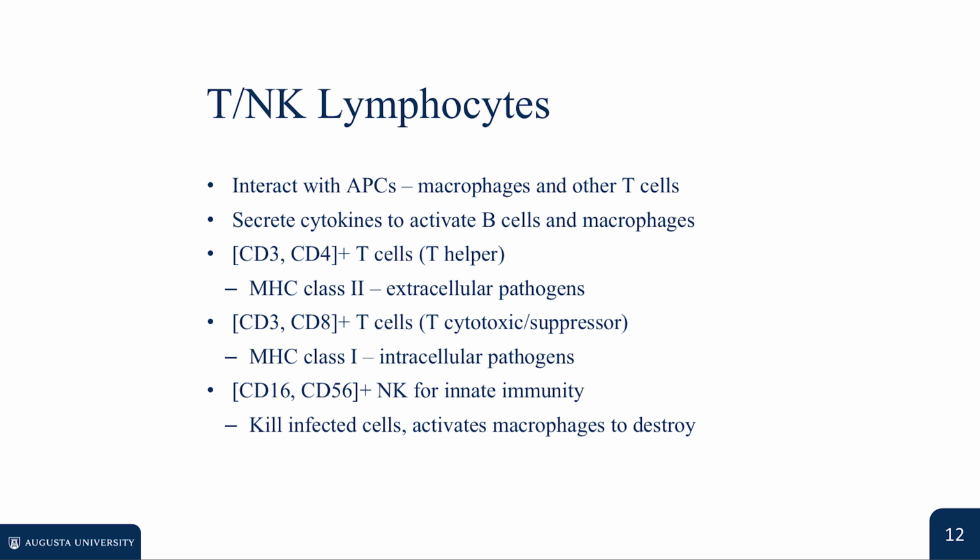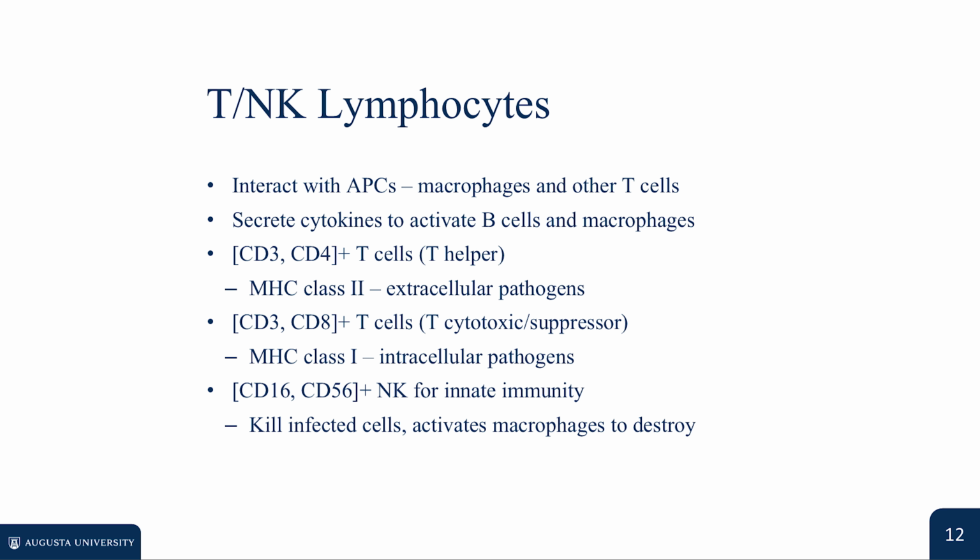Turning to T lymphocytes and natural killer cells, all mature T cells are identified by the pan-T cell marker CD3. T lymphocytes interact directly with antigen-presenting cells, or APCs, such as macrophages, and secrete cytokines to orchestrate immune activation. T helper cells express CD3 and CD4 while lacking CD8, recognizing processed peptides presented on MHC class II molecules to direct responses against extracellular pathogens.